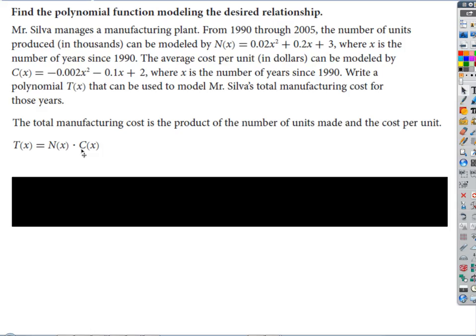So on this one, you are going to have to go through and distribute, but it's not that big a deal. You can use a calculator to find out what all the coefficients are when you distribute through. Then what if we wanted to make a prediction? Let's say we wanted to use this model to predict what the total manufacturing cost was going to be for the year 2008. What would I do?